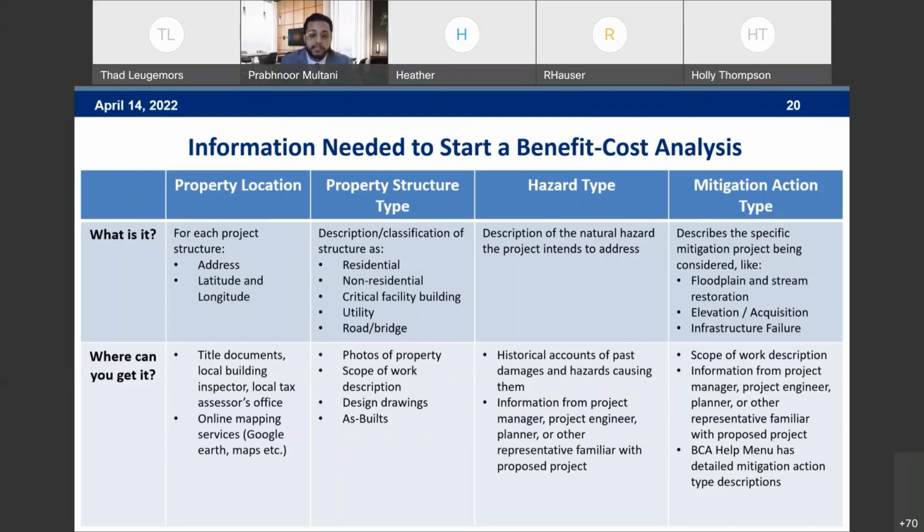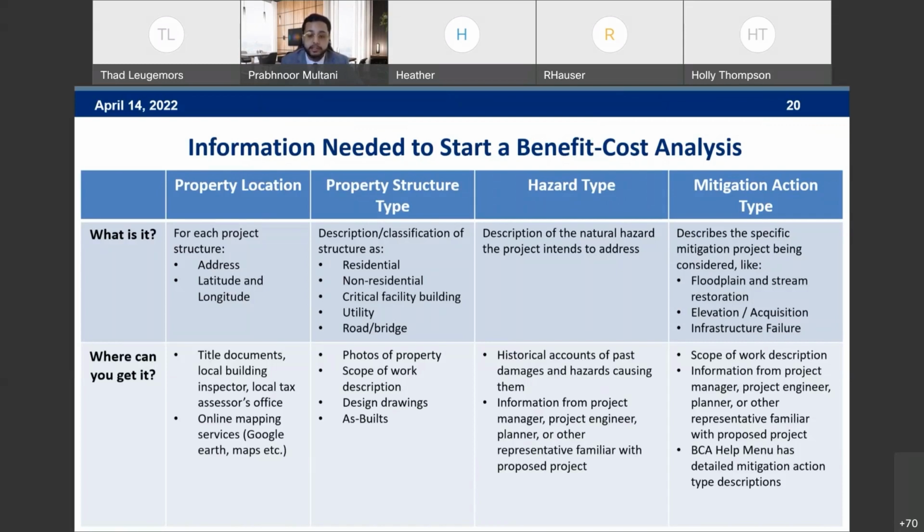The hazard type, that's going to be the description of the natural hazard that the project intends to address. This can be riverine flooding, can be coastal flooding, hurricane wind, wildfires, etc. And where can you find this information? You can find it from historical accounts of past damages and hazards causing them. This is information you can get from the project manager, engineer, planner, or other representative familiar with the proposed project.